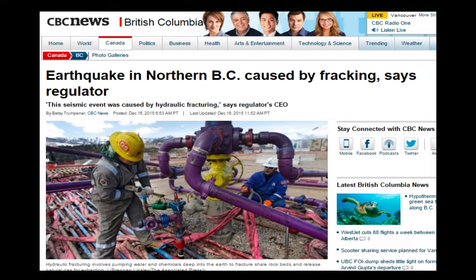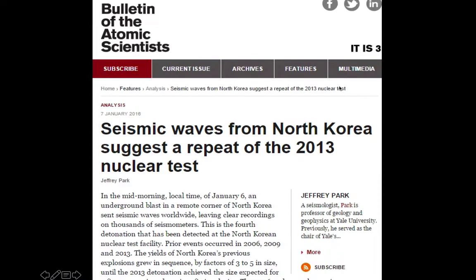There is a much larger problem, though, caused by hydraulic fracturing, but it's not specific to hydraulic fracturing. It's actually specific to any pumping of water into a reservoir. I'll show you exactly in a second what that is, but I just want you to notice these headlines, and I want to reiterate that these are real. This is actually a real thing. Fracking really can cause at least medium-sized earthquakes.